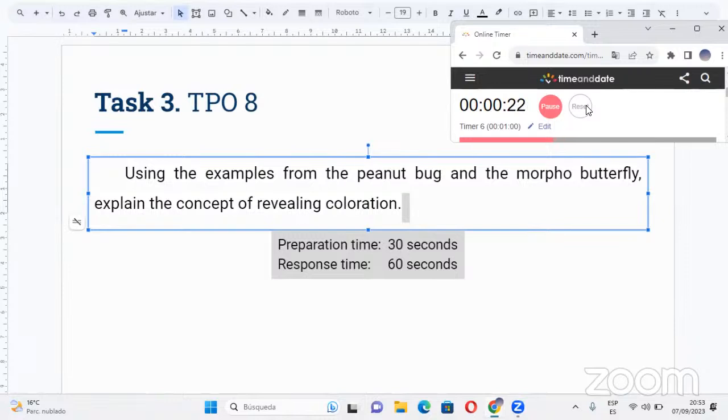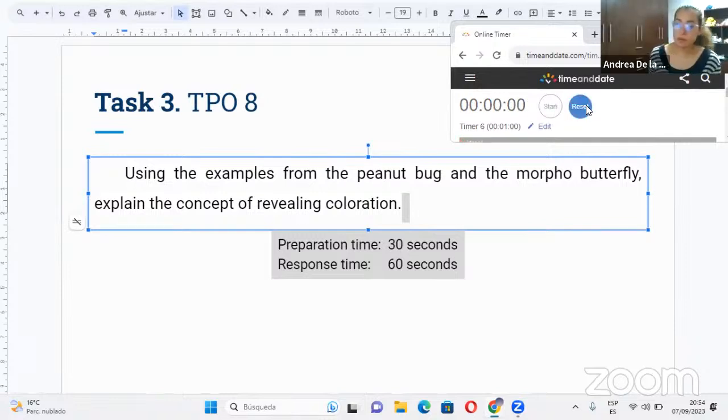And like the morpho butterflies, which also have shiny backs, that flash lights, and the birds have difficulty following them. Okay, it's difficult for the birds to follow, right?